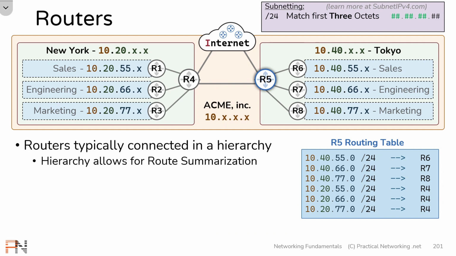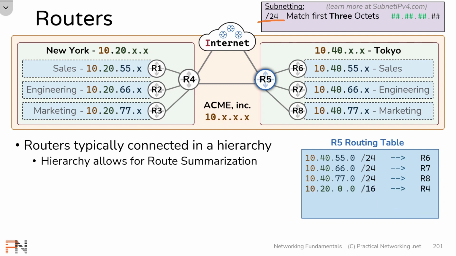But notice in router 5's routing table, we have 3 routes all pointing to router 4, accounting for each of the 3 networks in the New York office. But everything at the New York office starts with 10.20. Well, what if we could simplify these 3 routes into a single route, telling router 5 to only look at the first 2 octets to find a match on 10.20? Well, we absolutely can by telling router 5 to match on a /16 network.